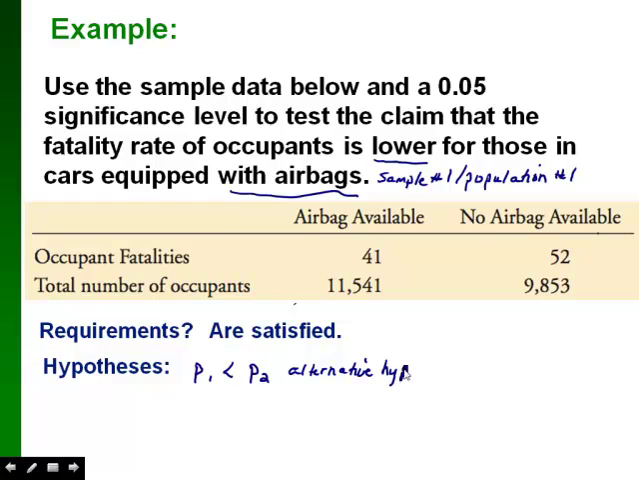And to make this easy, again, we're always going to assume in these kind of problems that we have P1 minus P2 equal to 0 for a null hypothesis. This would be the same as saying that P1 is equal to P2. So for our alternative hypothesis then, if we take our inequality up here and subtract P2 from both sides, we would have P1 minus P2 is less than 0.